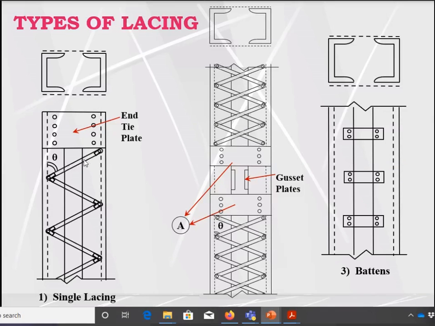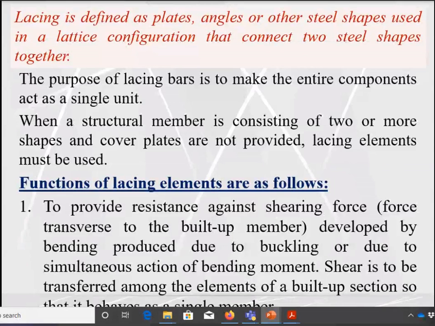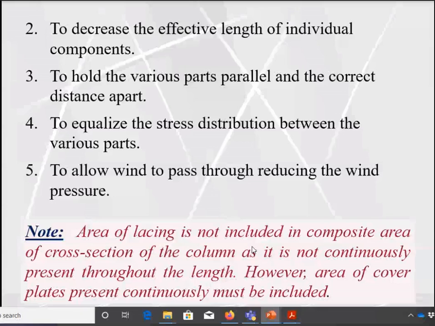Lacing is not resisting any applied compressive force, but it is used to transfer the shear forces from one member to the other member. How they will transfer, I will explain. Now, what are the purposes? Number one, they provide resistance against shearing force transferred to the built-up member, developed by bending produced due to buckling or due to simultaneous action of bending and shear force. Now I will explain this.